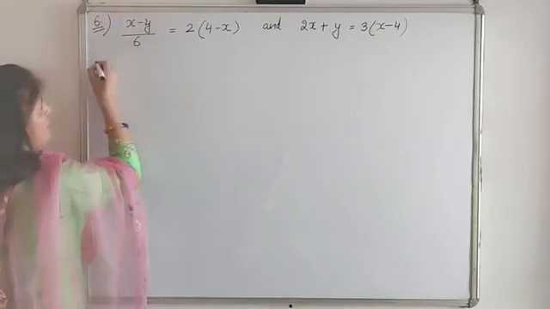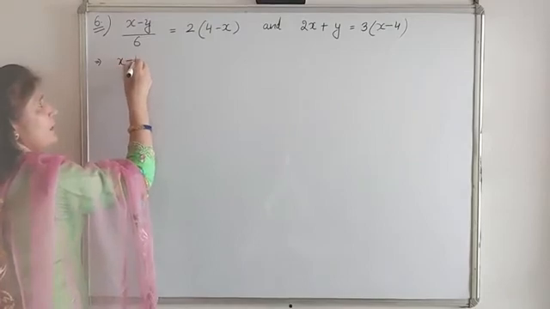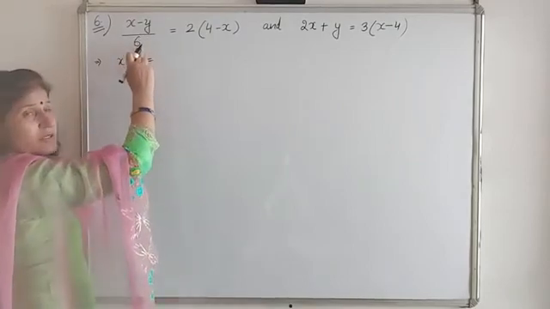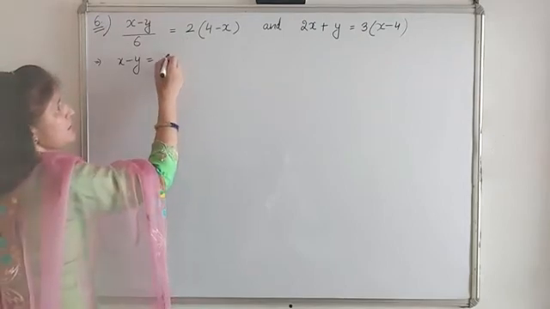So here, if you take this equation, then x minus y is equal to this 6 will go this side and get multiplied with 2. 6 into 2.